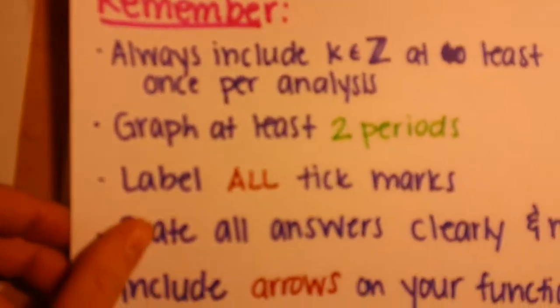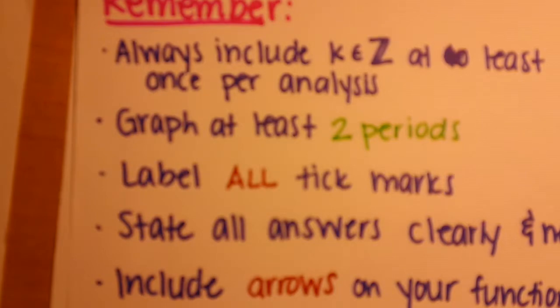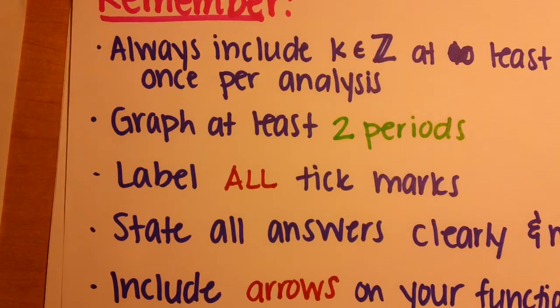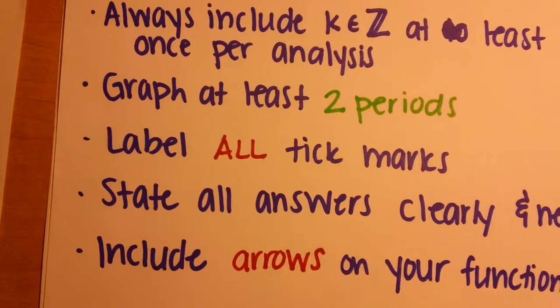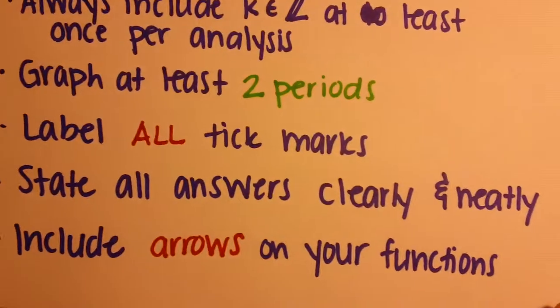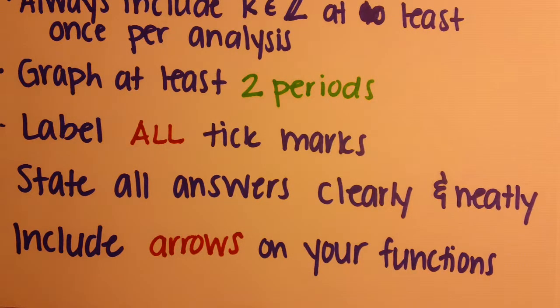Now, a couple things to remember. You want to remember to always include k as an element of the integers at least once per analysis. Graph at least 2 periods of your function. Label all tick marks clearly. And state all answers clearly and neatly. You also want to include the arrows on your functions. And that is it.